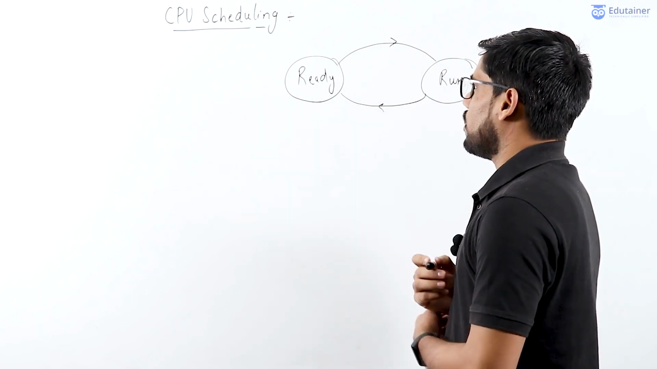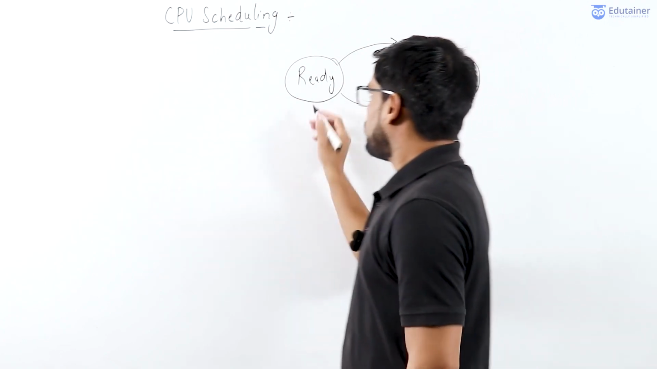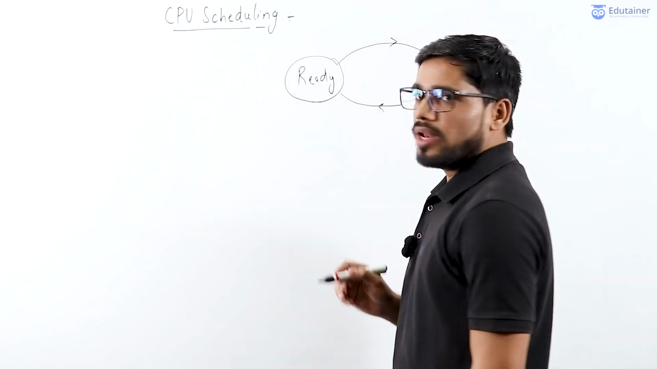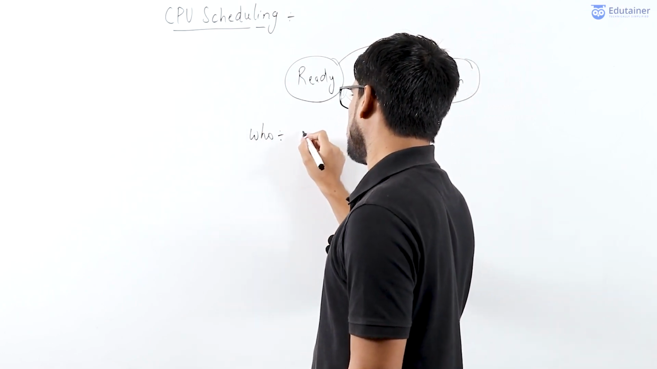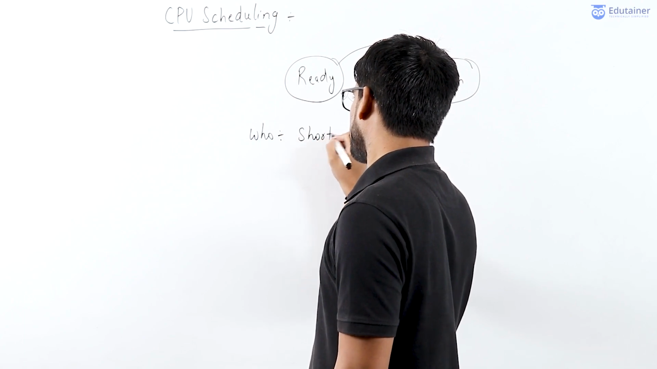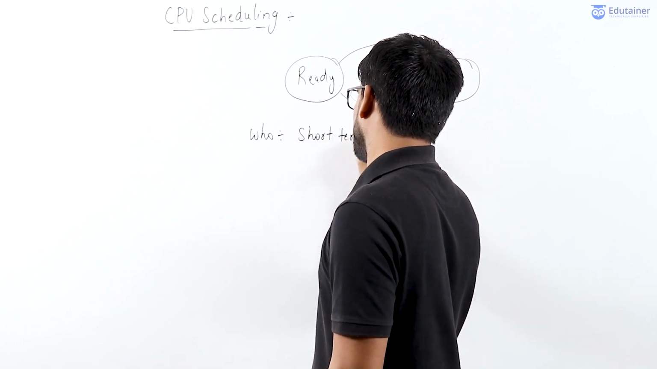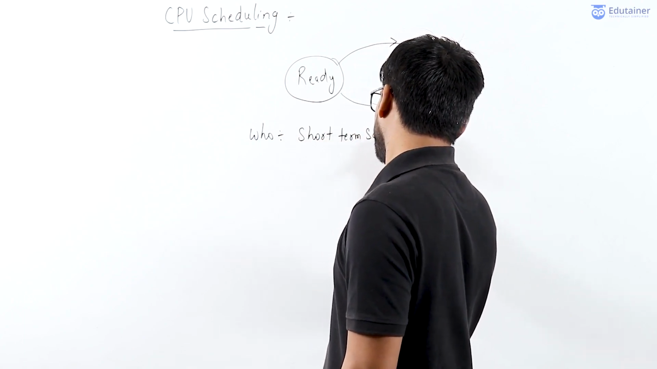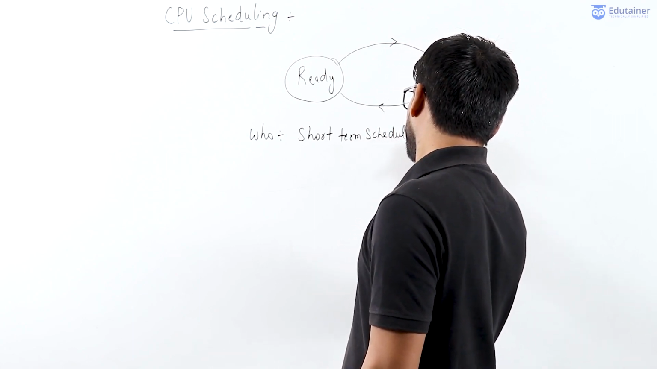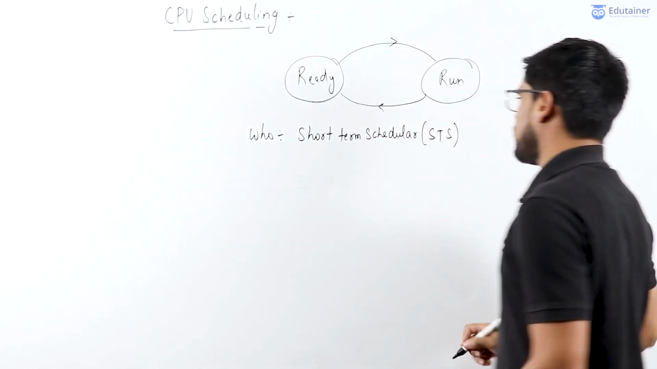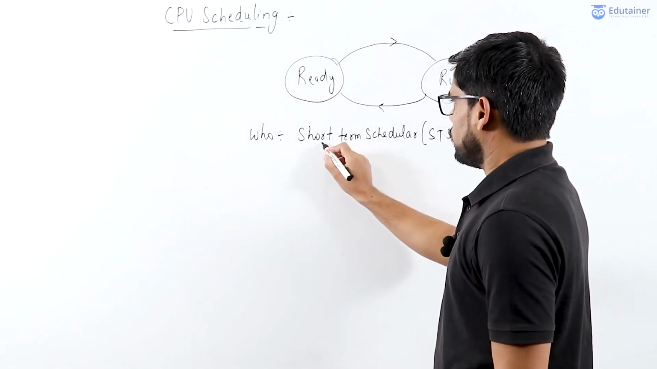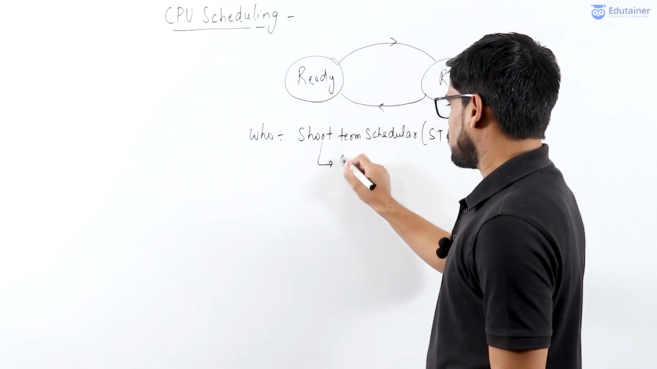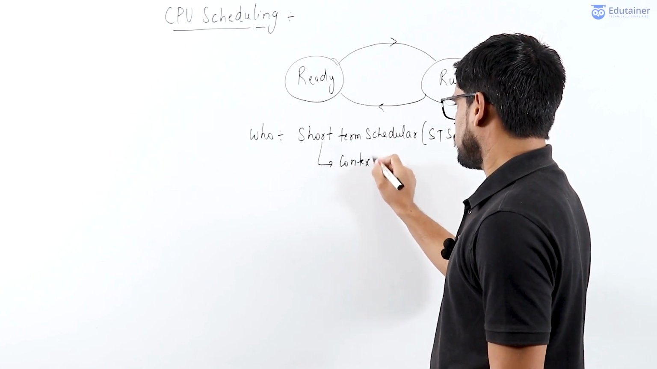Okay, and who will perform this CPU scheduling? So the question is, who will perform this CPU scheduling? Short term scheduler. Short term scheduler is abbreviated as STS, and you know that the short term scheduler is responsible for context switching.